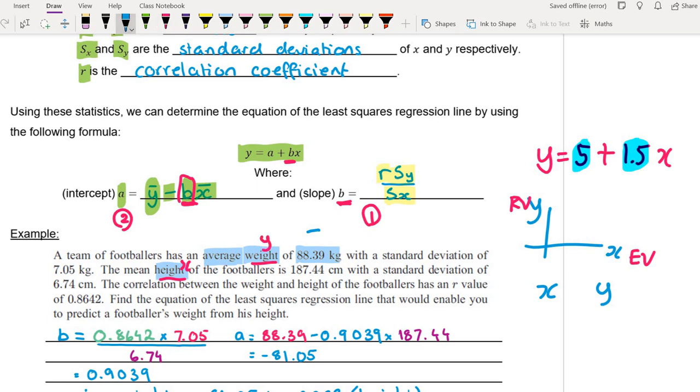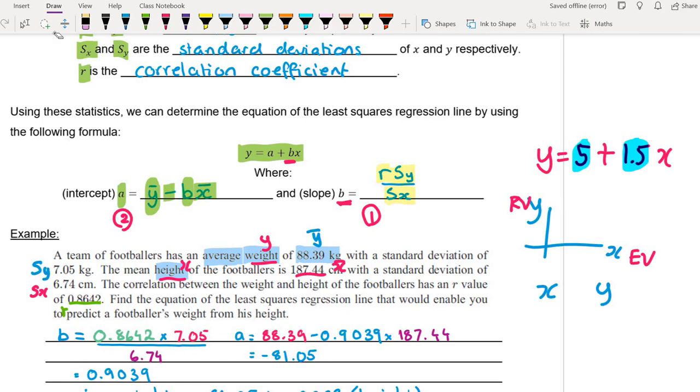Therefore, the average weight, the mean weight, will be the mean of Y, and the standard deviation of weight is also the standard deviation of Y. And for the height, the mean is this, so I'll just write it here, and the standard deviation is that. And we're finally given the R value as well, which is just here. So that's our R.